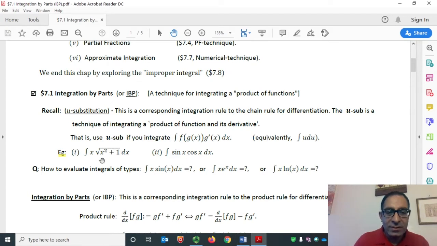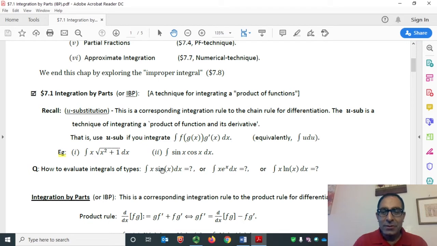So here in the first example we can substitute u equals x squared plus 1, then its derivative turns out to be du equals 2x dx, and I have x dx, the remaining term in the integral. I can easily replace it in u variables, and keep in mind that we always manipulate the constant.